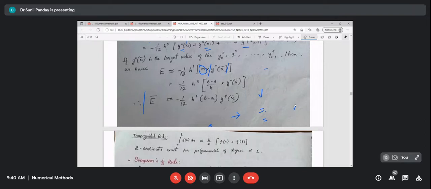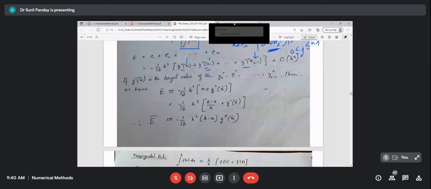In a similar way, you have to prove it for Simpson one third formula, and I am adding this question in your assignment: you have to find the error in a similar way using Simpson one third formula.